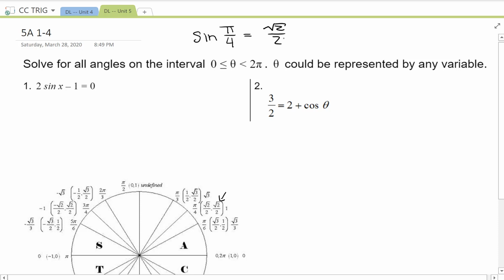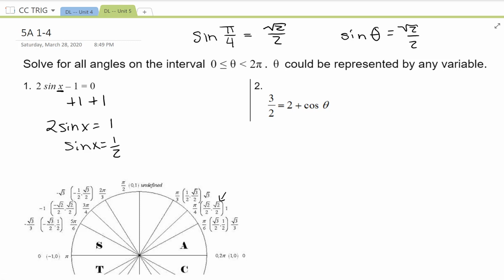Now we're going to be given sine of some angle equal to the value root 2 over 2, and we're going to solve for the angle. Okay, x represents an angle right here. So first of all, you're going to add 1 to both sides. We get 2 sine x equals 1. Divide by 2. Sine x equals 1/2. So we're trying to find where sine is equal to 1/2.